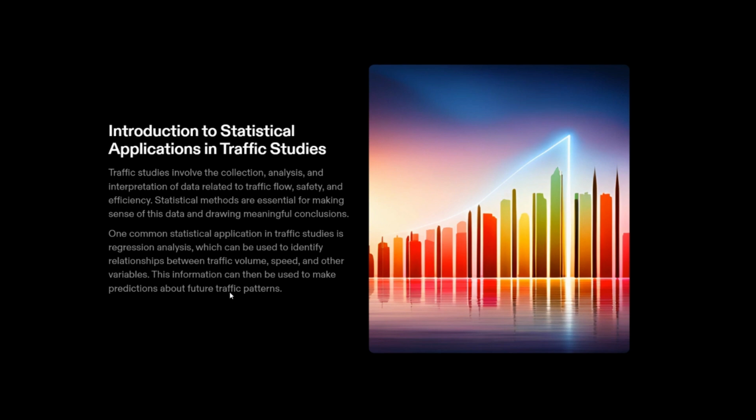One of the main advantages of statistical methods is their ability to extract useful information from large data sets. For example, traffic volume data collected over a long period can be analyzed using time series analysis.